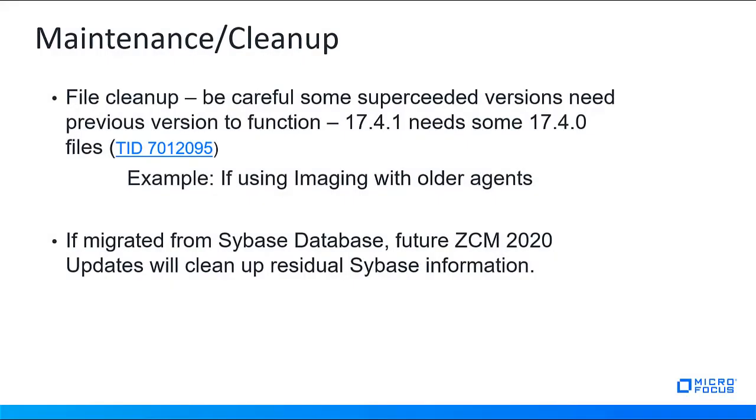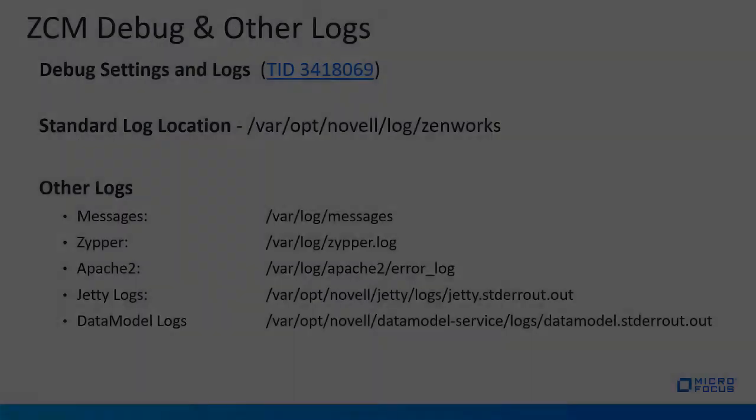Maintenance and cleanup. For file cleanup, be careful about some superseded versions. They may be needed for previous versions to function. Like 17.4.1 needs some 17.4.0 files, and you could refer to this TID for an example, 7012095. Another example is if using imaging with older agents, you need to make sure that you still have the support for that. Also, if migrated from the Sybase database, future ZCM 2020 updates will clean up the residual Sybase information because it's no longer supported. And once you get to 2020, there's no turning back to Sybase at all.